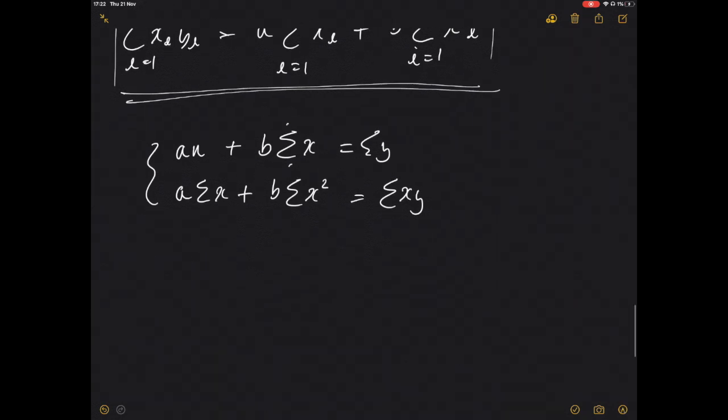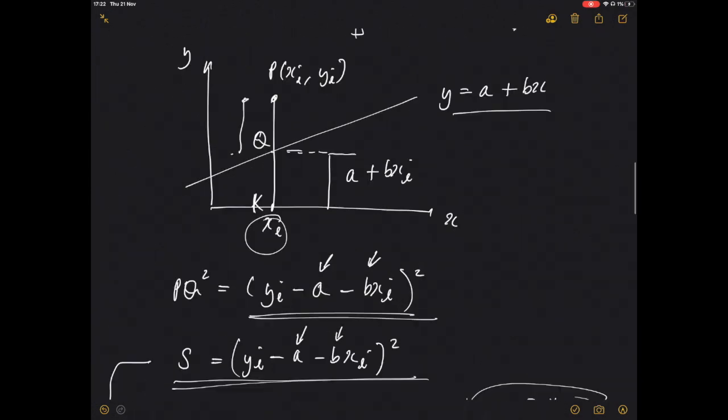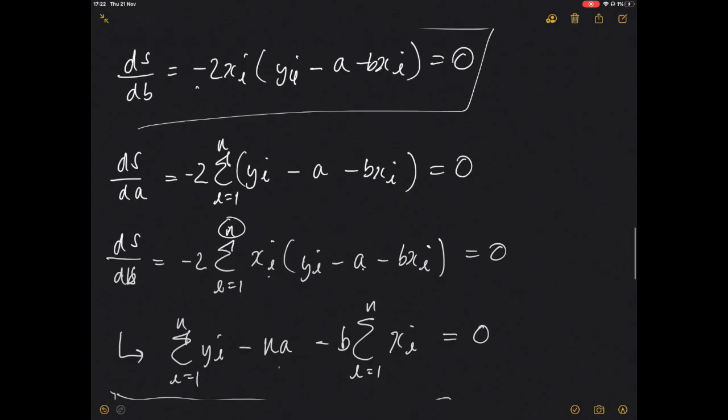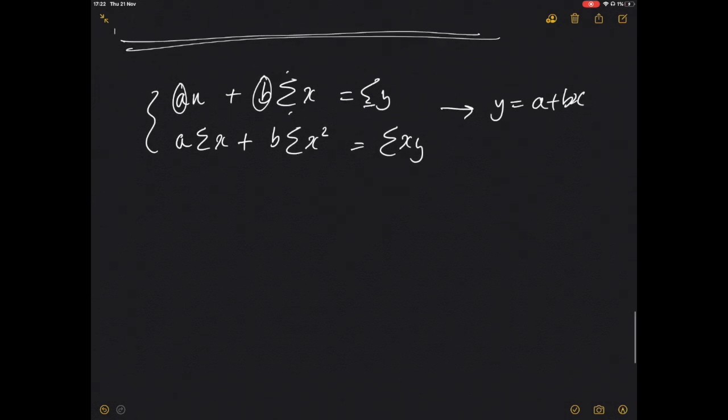With these simultaneous equations, we can now find our A and our B values, which will put us back into the form y equals A plus bx. So this will help us get to y equals A plus bx. That looks quite difficult, but let's do an example and show how simple this is.